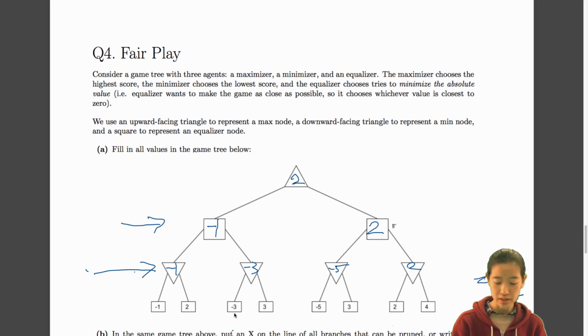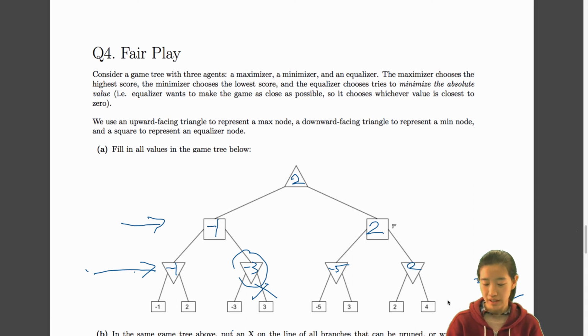So now we should realize something is up, because -3, if it's anything greater than that, this minimizing node is going to choose the value that's even less. But what if it were greater? But what if it were even less? Then it would be even further from 0. So no matter what, this minimizer node would not choose this value, so we can prune it.